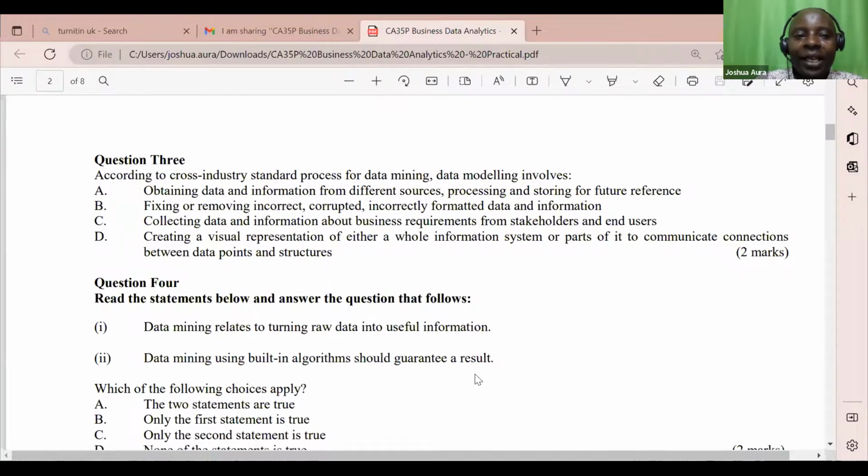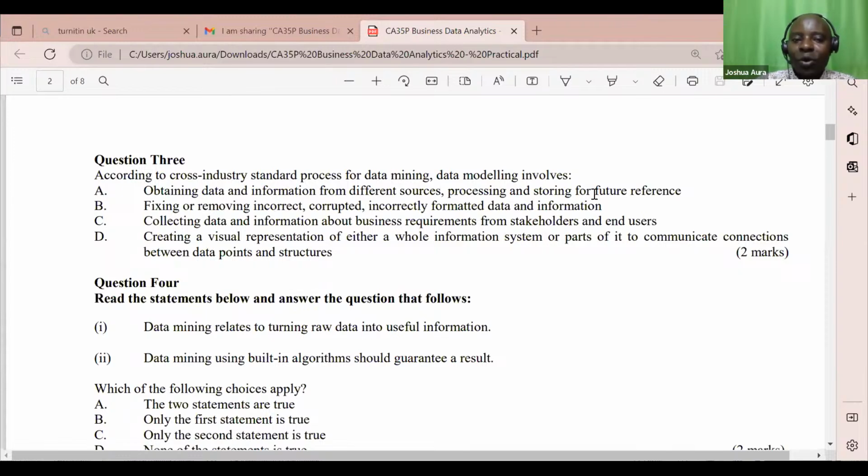A, obtaining data and information from different sources, processing and storing for future reference. Really, it can't be. When you're modeling, a good thing to be thinking about is regression analysis. If you remember from your management accounting, you could draw that scatter diagram, and see those patterns there. Then you come up with a regression line using the line of best fit, trying to establish relationships for purposes of what here? Prediction. So the correct answer, ladies and gentlemen, is D.